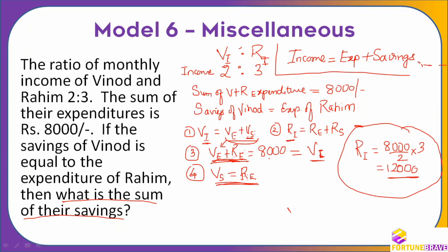If this is equal to 8,000, are you getting my point? Both the expenditures are equal to Vinod's income. Then the savings will be equal to Rahim's income. Therefore, it is 12,000.